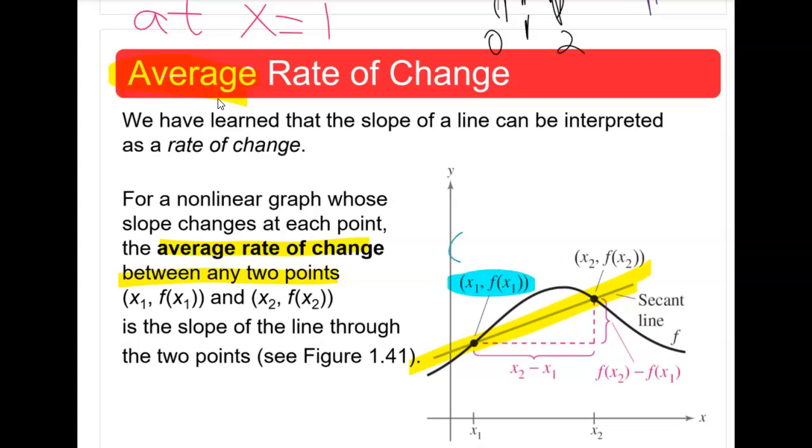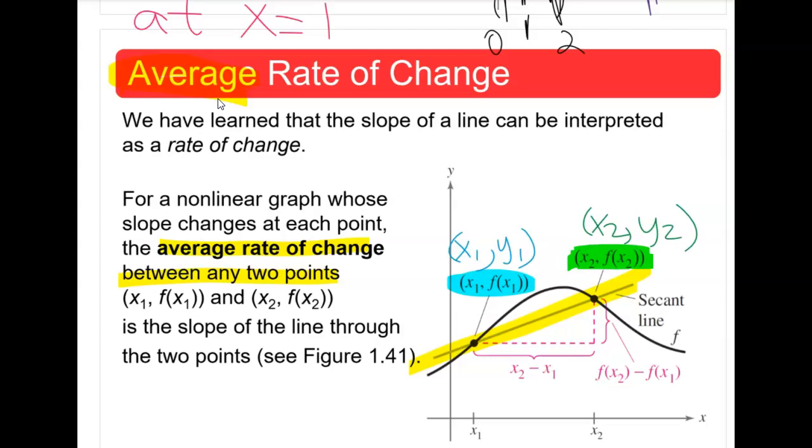Instead of calling it x sub 1, y sub 1, we call it that. And then the other point, x sub 2, f of x sub 2, is representing x sub 2, y sub 2.